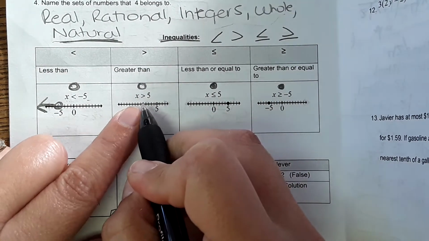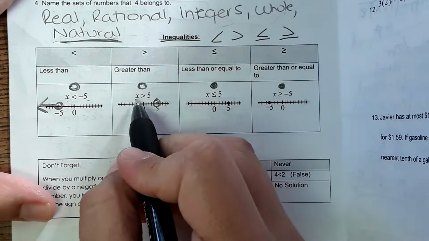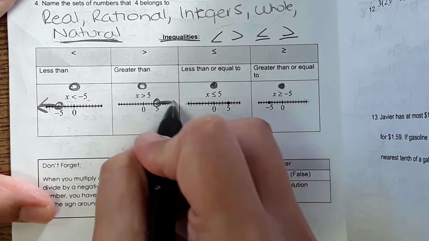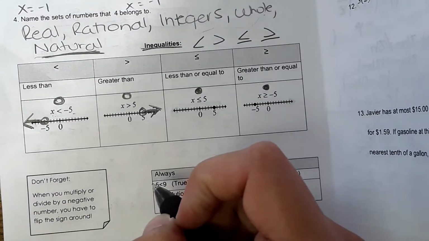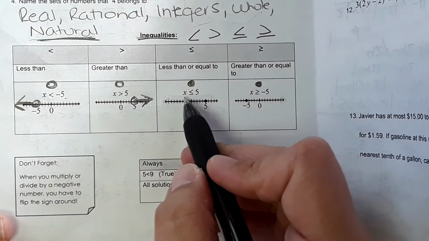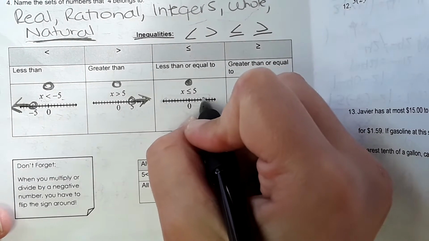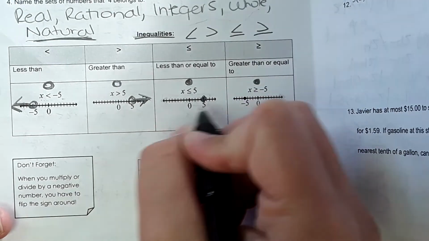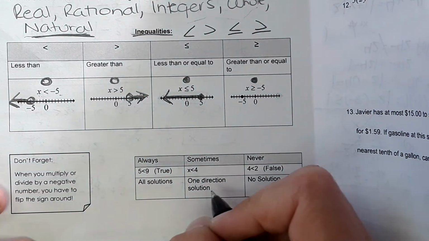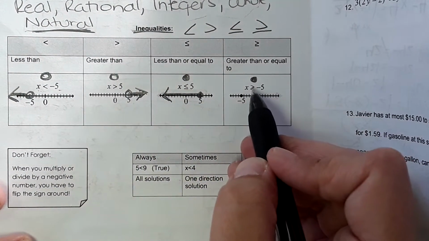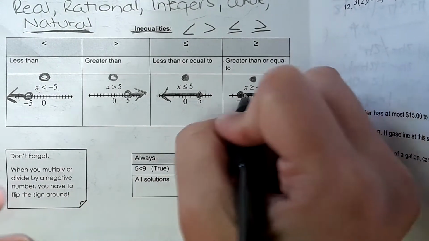So if we were to graph this, x is greater than 5, I would put an open dot on 5. X is greater than, it's all the numbers greater than. So the arrow goes this way. Then here, x is less than or equal to 5. Since it has that line under it, and it can be equal to 5, it's a closed dot. X is less than, so it goes this way. And this one, x is greater than or equal to, closed dot, x is greater than, so we're going this way.